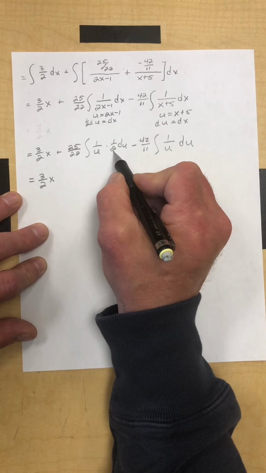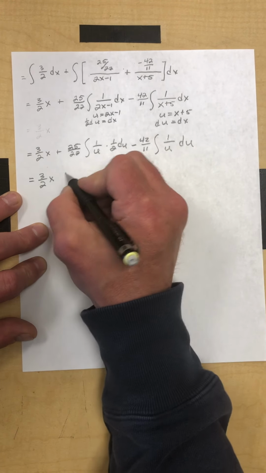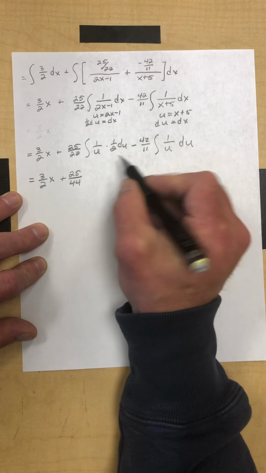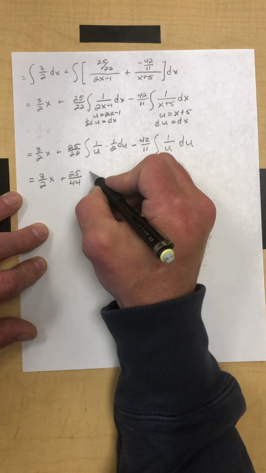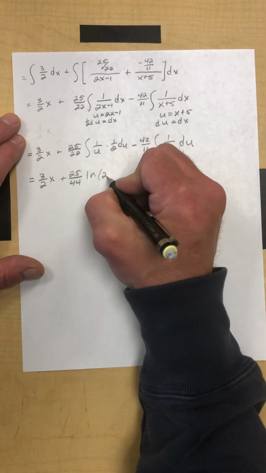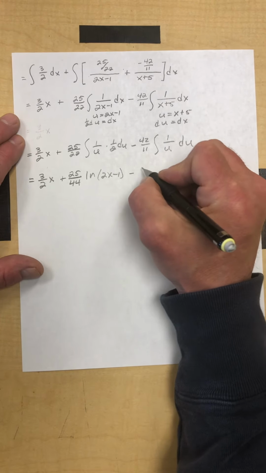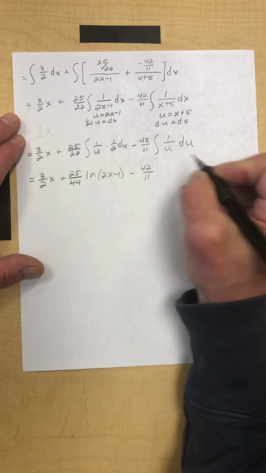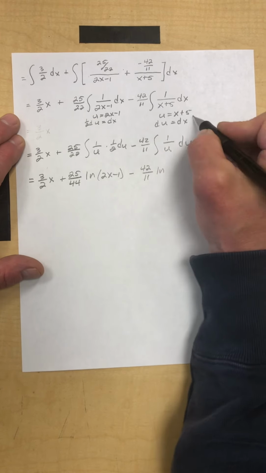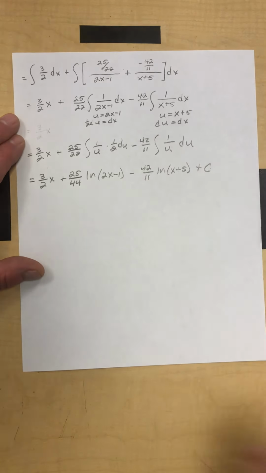So this 1/2 goes out front as a constant multiplier, and I multiply it by the 25 over 22, so I'm going to get 25 over 44, and then I would get the natural log of u, which is 2x minus 1. Minus this 42 over 11, and the natural log of u when I integrate it would be the natural log of x plus 5. Plus my constant of integration.